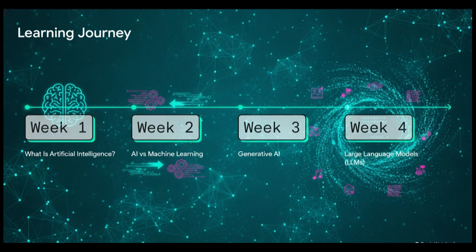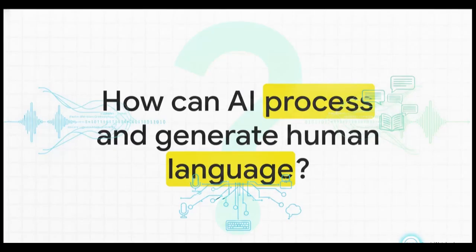But within this massive field, there's one highly specific area that has completely taken the world by storm. Think about it. How exactly can a machine process and generate human language so naturally? How does it hold a conversation, write essays, and summarize massive documents without breaking a sweat? Well, that is the domain of large language models, or LLMs, and that is exactly what we are going to be decoding in our next explainer.